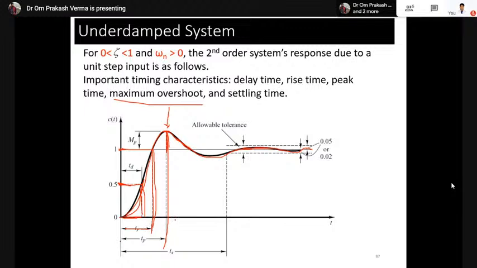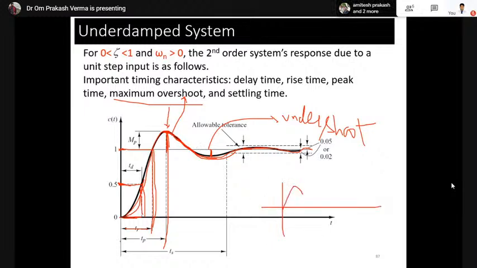Now come to other things that are very important. After the peak time and maximum overshoot, when the response crosses the desired value and goes downwards from the set point, the negative peak value is known as the maximum undershoot. This is the undershoot, and the upper value is known as the overshoot. So the general response is like this: 1, 2, 3, and 4.